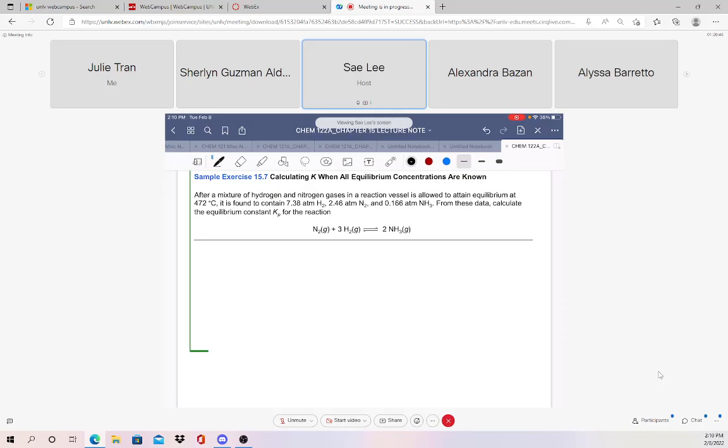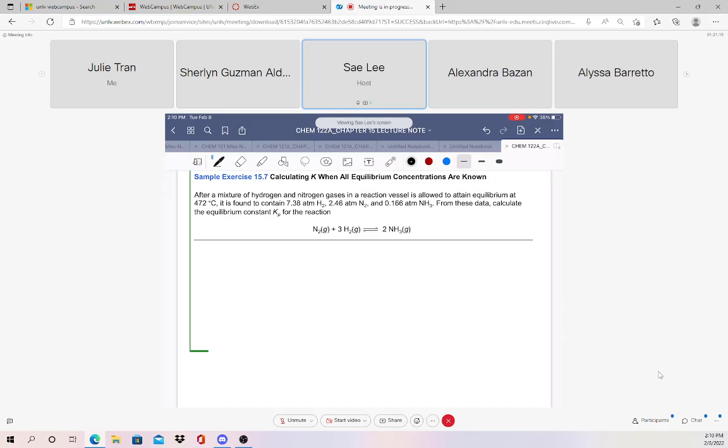Again, let's read the question. After a mixture of hydrogen and nitrogen gases in a reaction vessel is allowed to attain equilibrium at 472 degrees Celsius, it is found to contain 7.38 atm of hydrogen, 2.46 atm of nitrogen, and 0.166 atm of NH3. Atm is the unit for partial pressure. From these data, calculate the equilibrium constant Kp for the reaction.